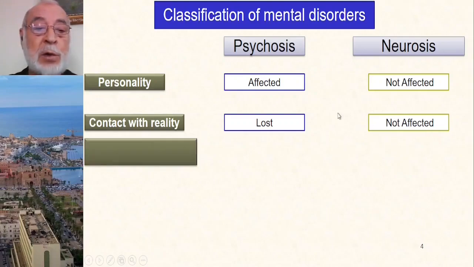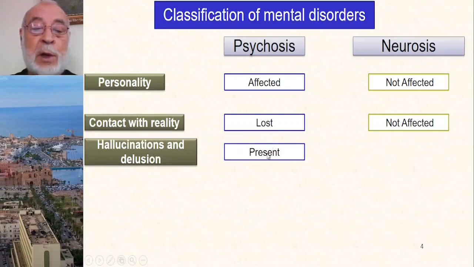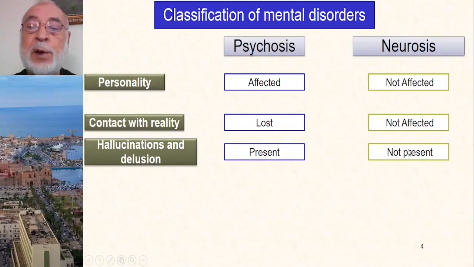Okay. A third difference in the hallucination and delusion, which is a feature of psychosis. Usually the hallucination and delusion usually they are present in cases of psychotic illnesses, while they are absent in neurosis. Usually they are absent. In very rare cases they might be present.